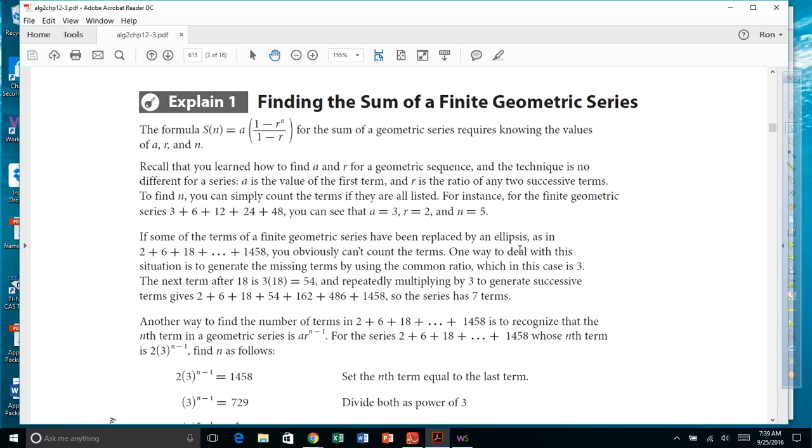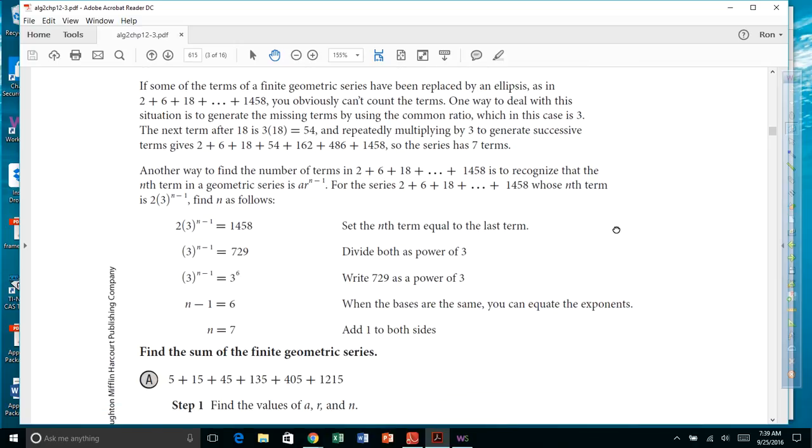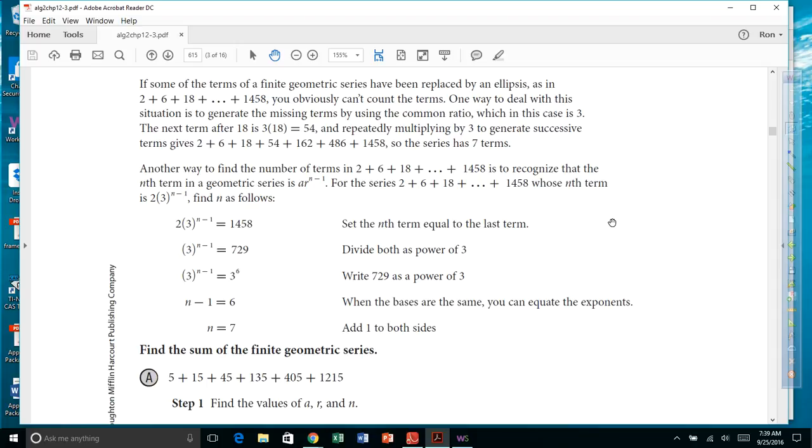If some of the terms of a finite geometric series have been replaced by an ellipsis, as in 2 plus 6 plus 18 plus ... plus 1,458, you obviously can't count the terms.